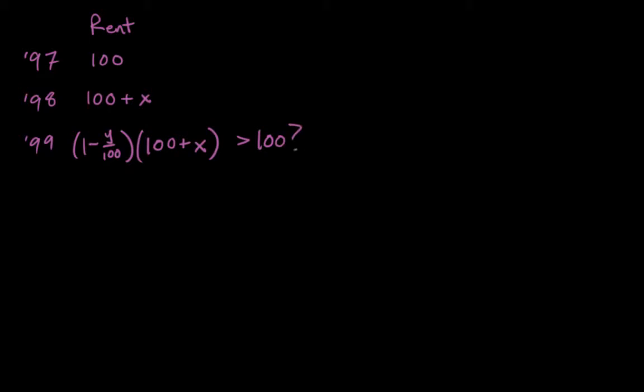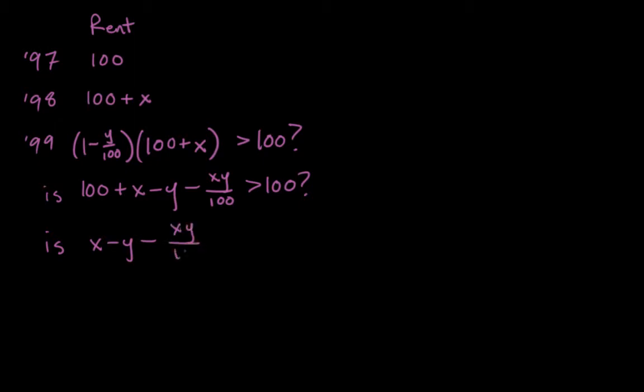So let's FOIL this out. I get 100 plus X minus Y minus XY over 100. And again, I want to know, is that greater than the original rent, 100? I can do some algebra, subtract 100 from both sides, and I get: is X minus Y minus XY over 100 greater than 0? And I can also say: is X minus Y greater than XY over 100? Well, statement 2 tells us pretty directly that yes, it is. So statement 2 is sufficient.